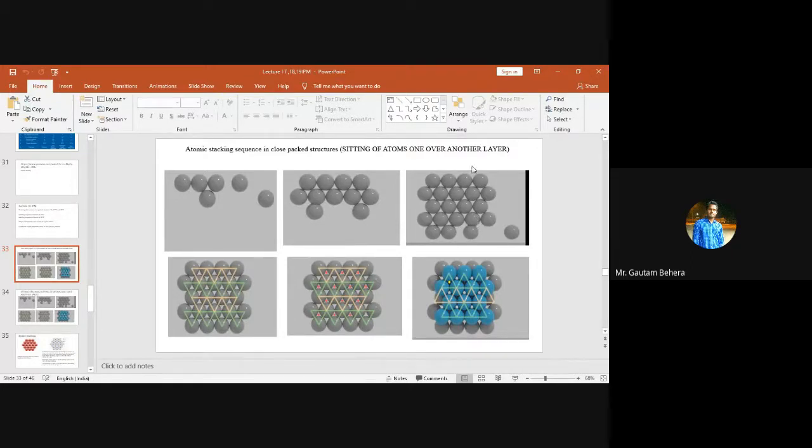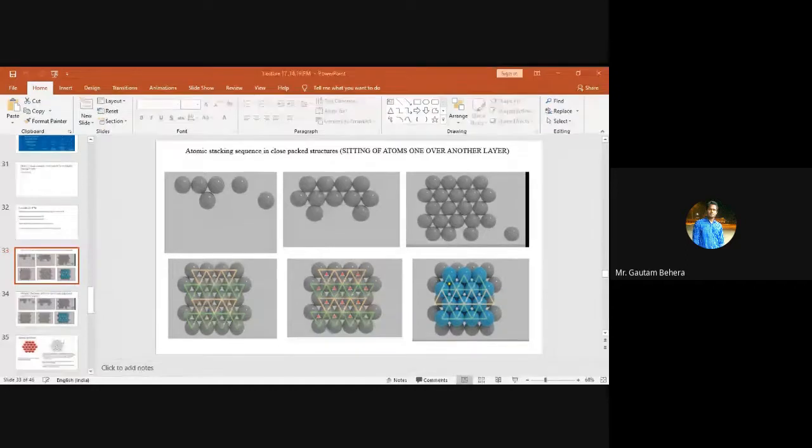Just imagine this picture is like you are arranging spheres on the tiles of your house. That is a two-dimensional arrangement of atoms. The moment you arrange atoms like this on a tile, on a floor, that is a two-dimensional arrangement of atoms, and you can see a lot of voids are present. This is one void, this is one void, another void, another void. So a lot of voids are still there, right?